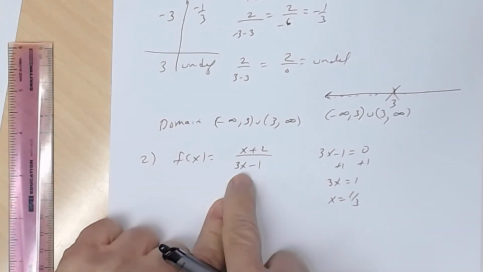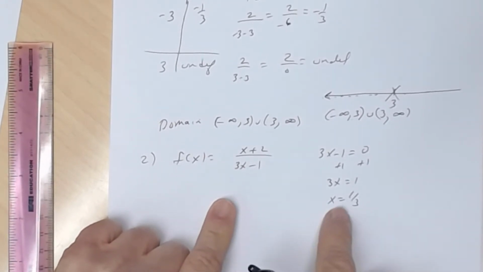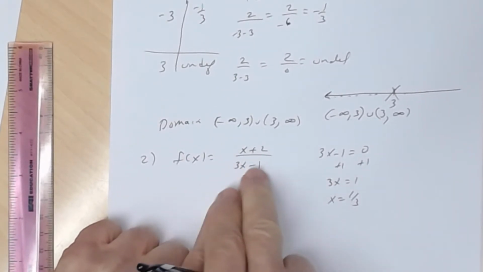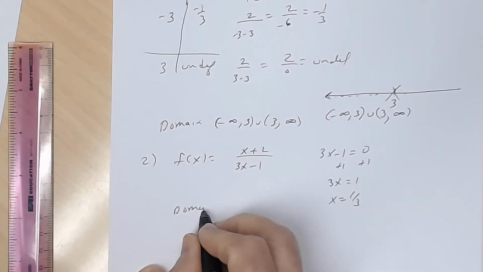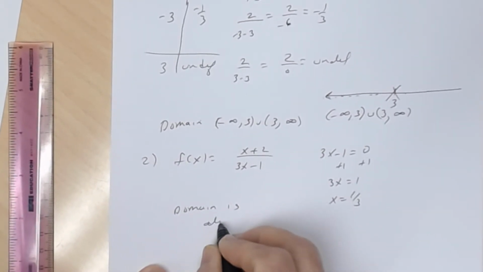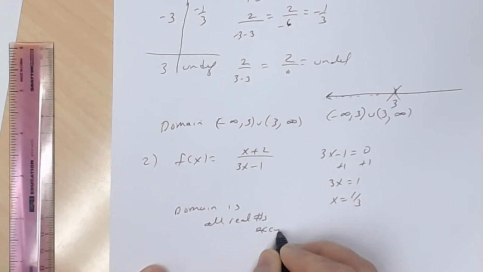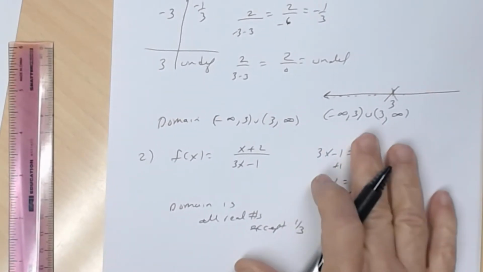You can see it. What's 3 times 1/3? 3 times 1/3 is 1. 1 minus 1 is 0. All right, so you found that the domain will be all real numbers except 1/3. Domain is all real numbers except 1/3.